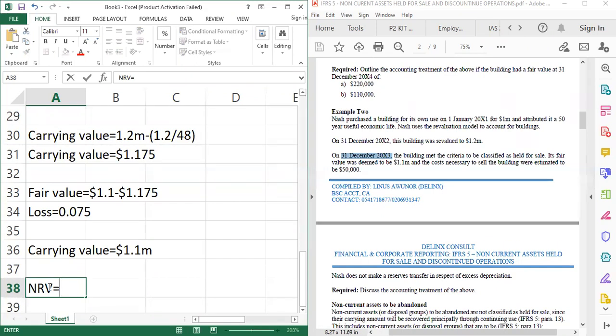What will now be the net realizable value of the assets? It will be 1,050,000. Okay, how did we get that? 1.1, that's the fair value, minus the cost to sell, which is 0.05. Am I correct? Is it 50 or 0.5? Okay, 0.05. Yes.